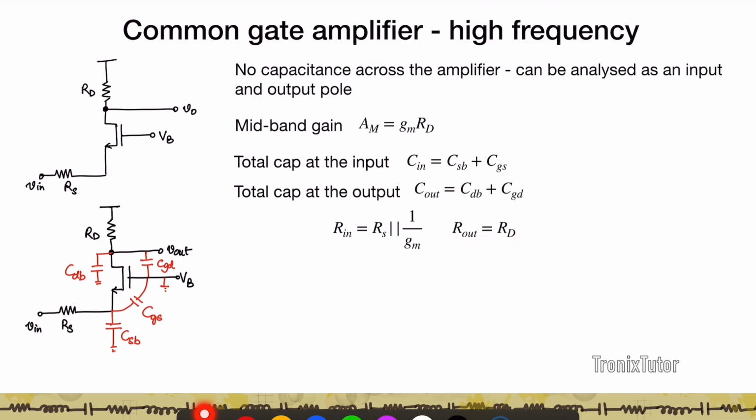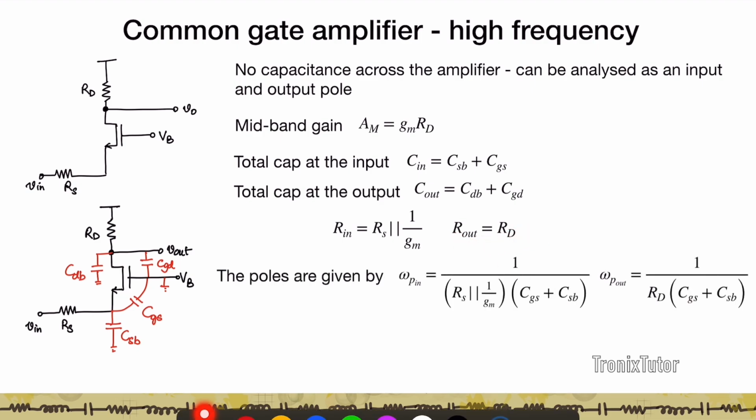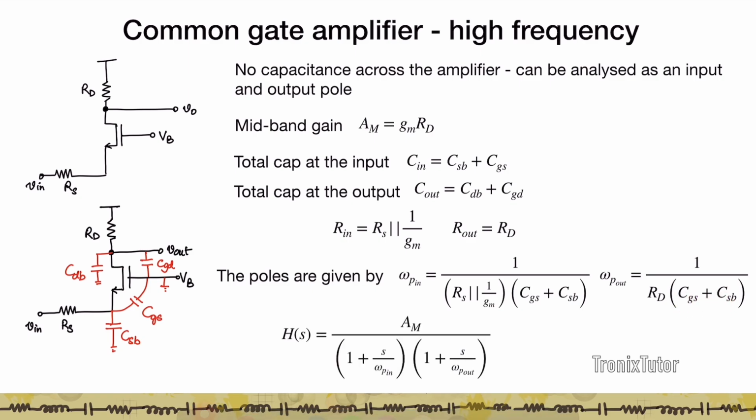Your Rout is Rd, and so therefore the poles are given by the input pole, which is 1 by Rin, which is Rs parallel 1 by Gm, times the total input capacitance, which is CGS plus CSB. And similarly, the output pole is given by Rd into CGD plus CDB. Right? And so therefore I have the two poles, and so my H of s is given by Am divided by (1 plus s by omega P in)(1 plus s by omega P out).